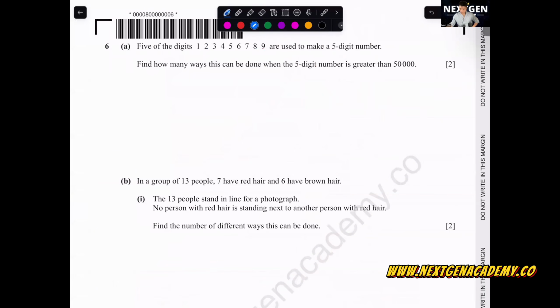5 of the digits 1, 2, 3, 4, 5, 6, 7, 8, 9 are used to make a 5-digit number. Find how many ways this can be done when the 5-digit number is greater than 50,000. So we got greater than 50,000. What is the condition here, or what's the restriction? We have 5-digit numbers, so 1, 2, 3, 4, 5. We need to start with 5, 6, 7, 8, 9. Right? The first digit. 5, 6, 7, 8, 9. Any other restriction? Nothing else, right?